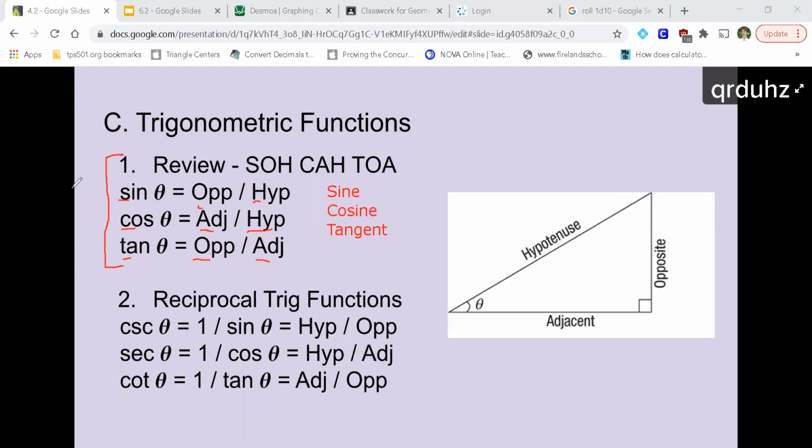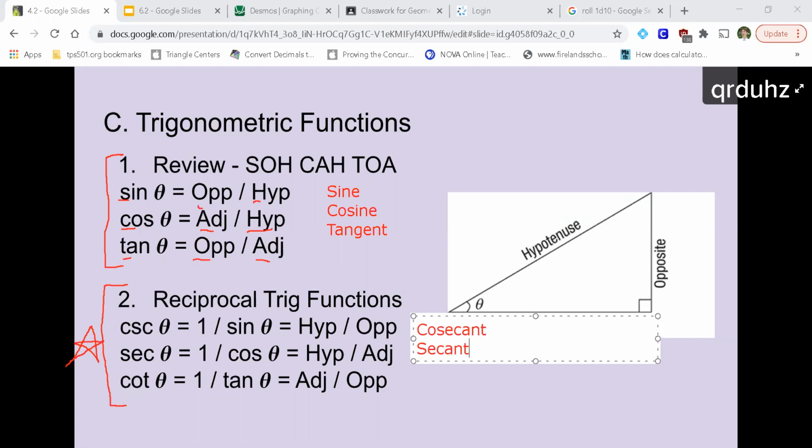So this, hopefully, you've seen before. This, I think, is new. I'm pretty sure it's new. There are actually 6 trig functions, not just 3. There are 3 more which are called your reciprocal trig functions. And they're actually not that bad at all. They are cosecant, secant, and cotangent.